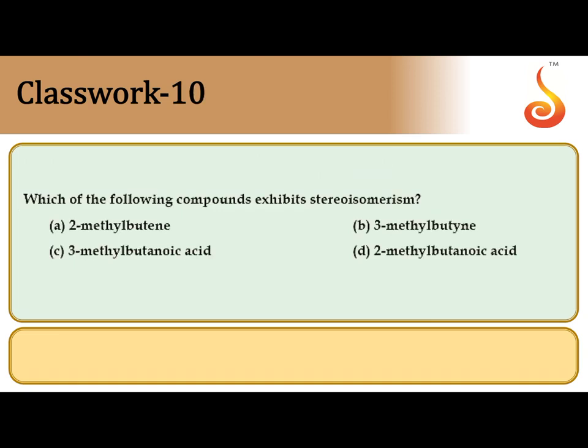Which of the following compounds exhibits stereoisomerism? To exhibit stereoisomerism, the molecule should be a chiral molecule. Symmetry should not be there in the molecule. So when the structure is given, how to recognize that symmetry is not there? At least it should have one chiral carbon. So now keep on checking the options.